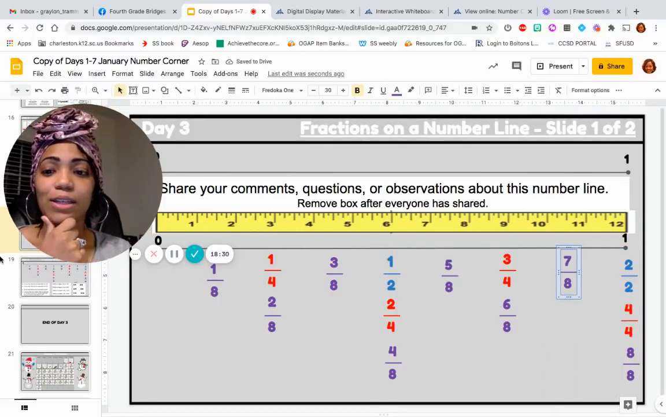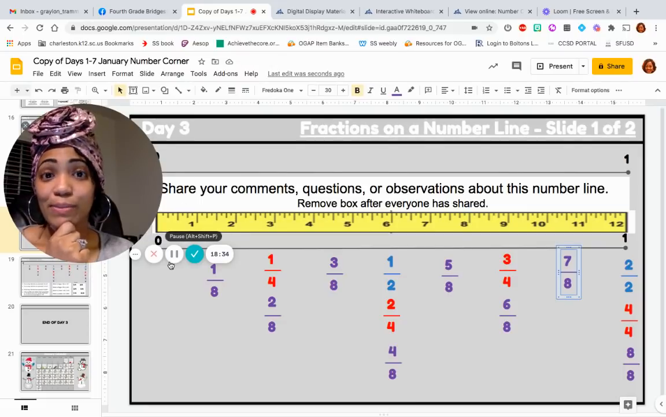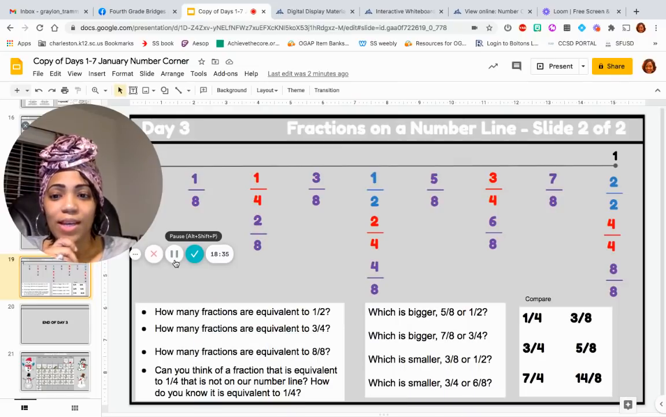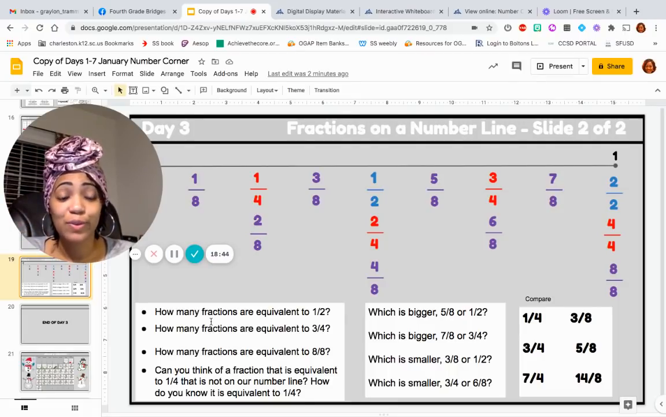Now I want you guys to use this number line to answer some questions. Okay, let's look at some of these questions. How many fractions are equivalent to 1/2? We know there are a lot of fractions equivalent to 1/2, so we're just going to focus on what we have listed on our number line so far. How many? Good. Really 2 are equivalent to 1/2. 1, 2.